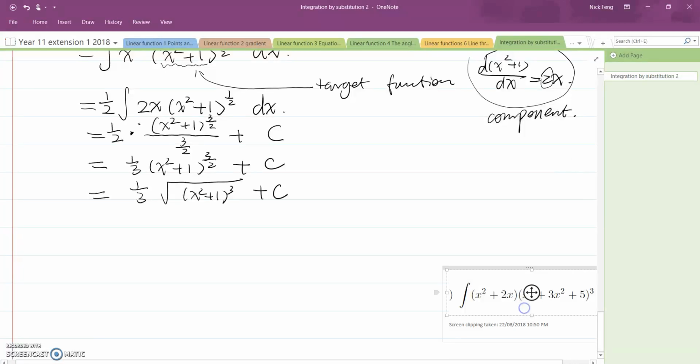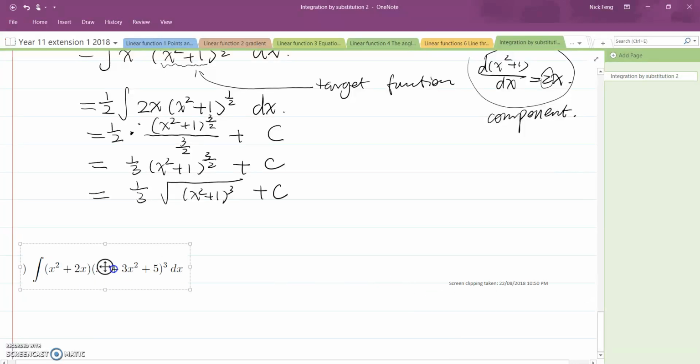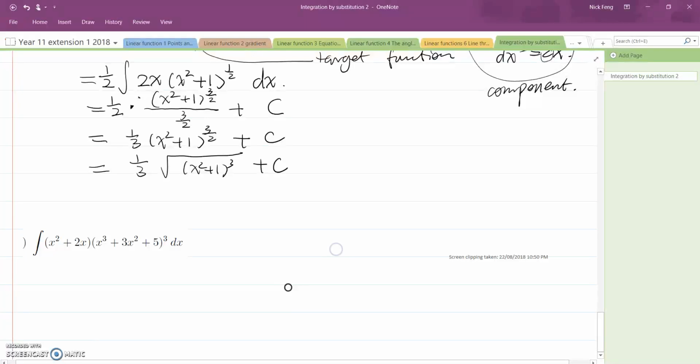Let's look at this. Integrating this one. Now, power function is really easy because whatever you're raising the power, that should be the target function. So in this case, if you are doing integration by substitution, you will let u equal to x cubed plus 3x squared plus 5. Okay, so I will do this as integration by substitution.